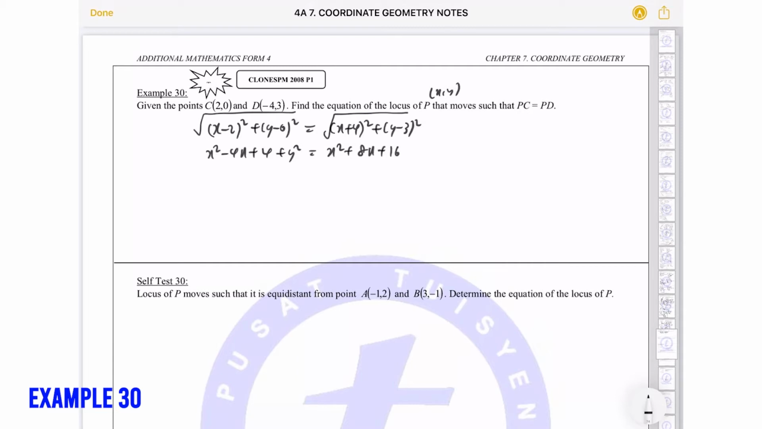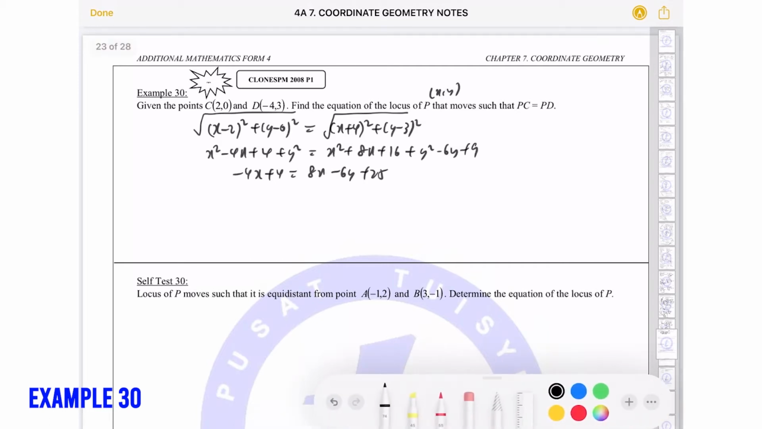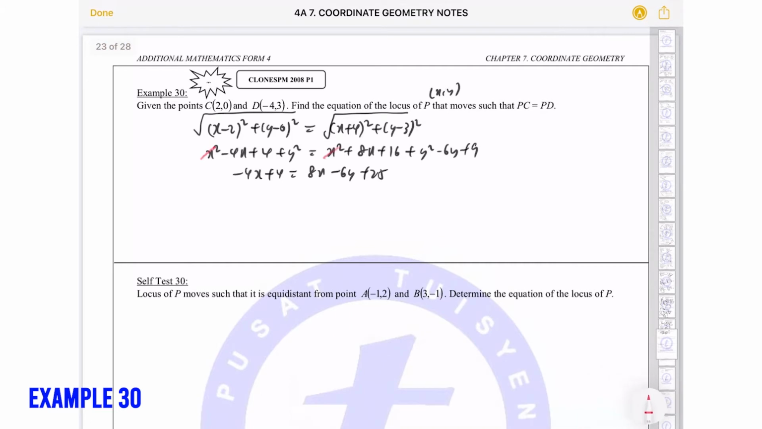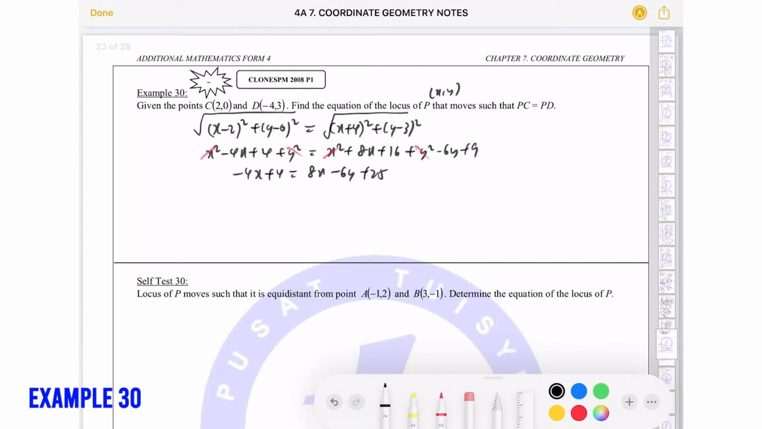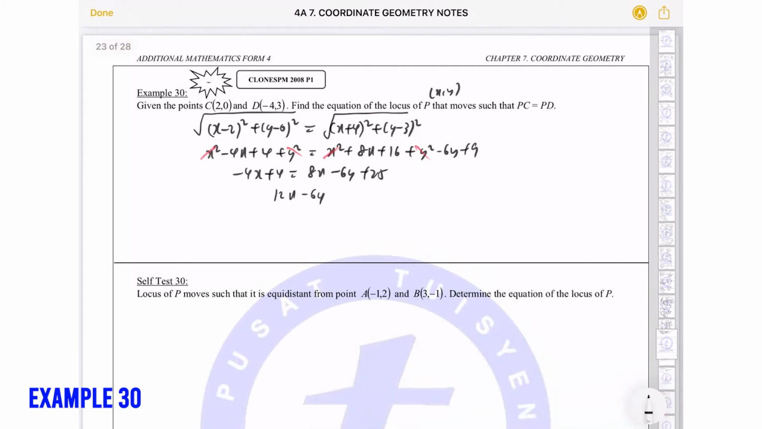b squared is 16 and y squared minus 6y plus 9. So we can cancel x squared and y squared, left with minus 4x plus 4 on one side and 8x minus 6y plus 25 on the other. Let's just cancel them directly. I hope you can see that. Cancel this and this, cancel this and this. It's so much faster. When I bring this over, it will be 12x minus 6y plus 21.